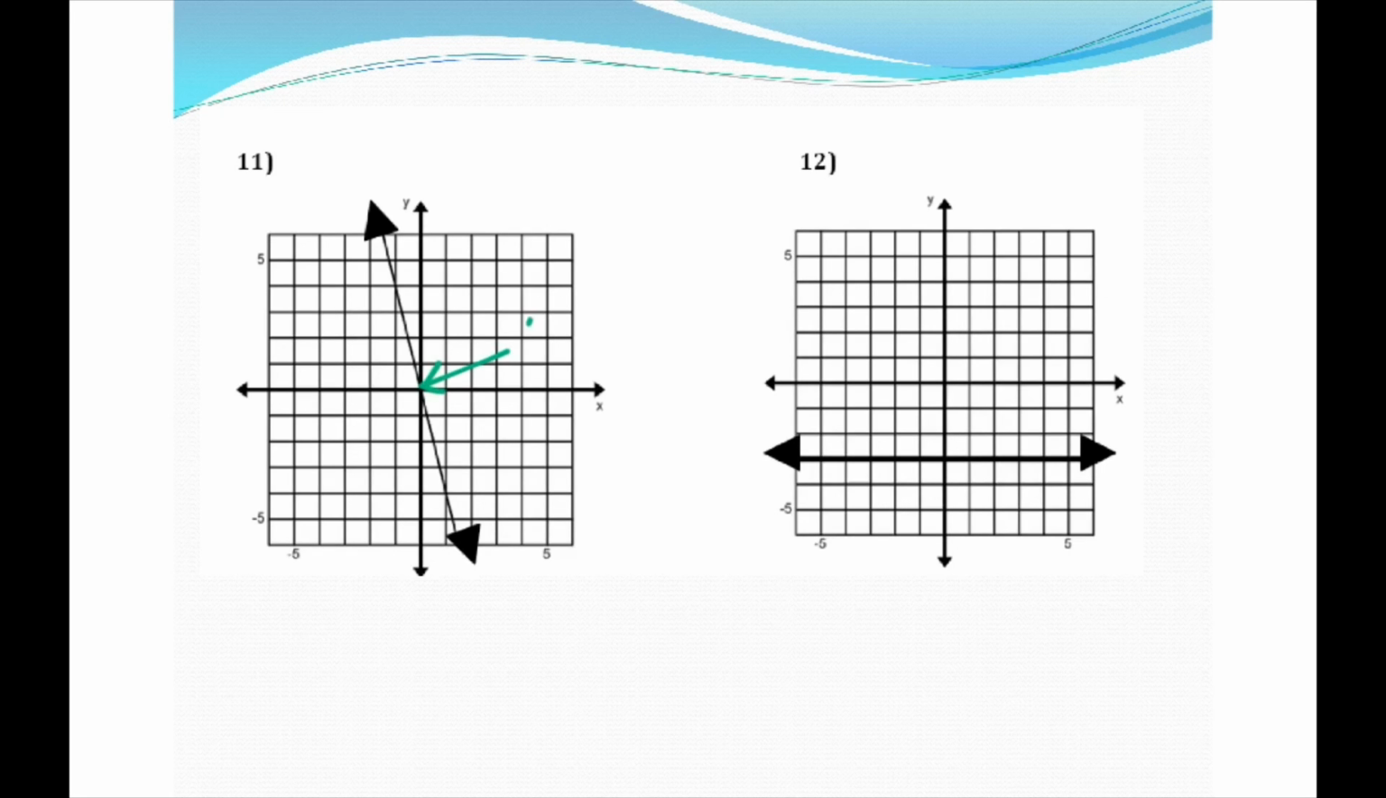On 11, your y-intercept is 0, and my slope is going to be negative because it's going down, and so I'm going to find out what it is. So if I go down 4 and over 1, so my equation is y equals m, x, and then plus 0. We don't need to write that.